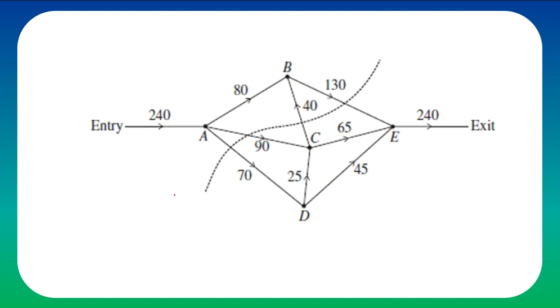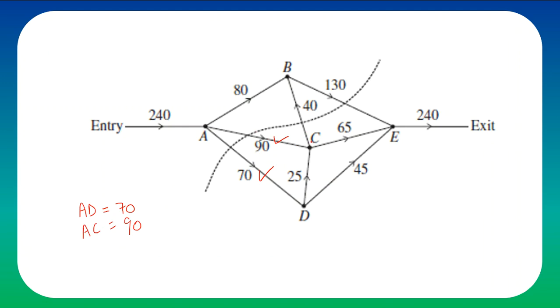So let's do this. On this cut, the first edge is AD. So AD starts from the left side. The entry is on the left side of the cut, and the exit is on the right side of the cut, which means this is okay. We can consider this. So we will use AD is equal to 70. Okay. Next is AC. Again, left side is entry, right side is exit, which is okay. So we'll use AC is equal to 90.